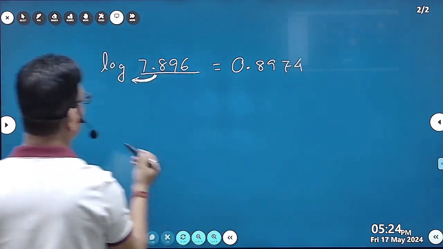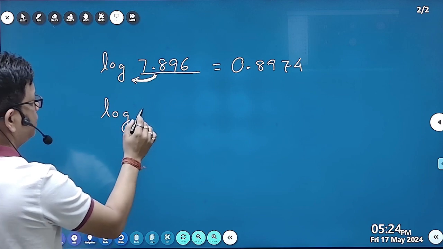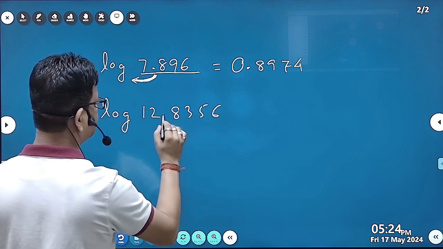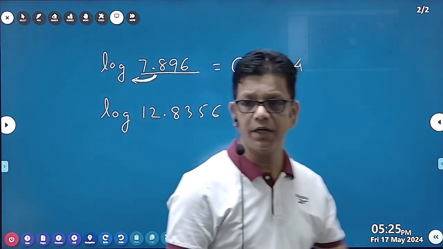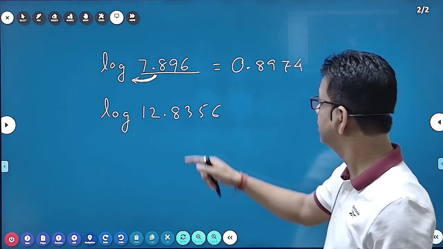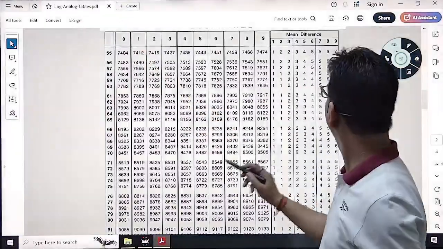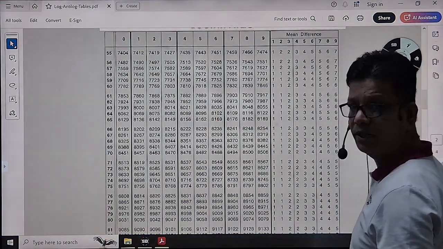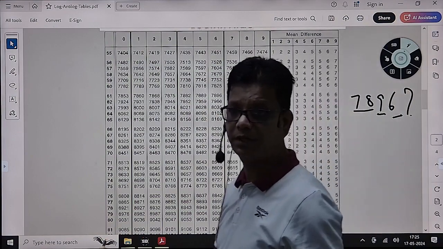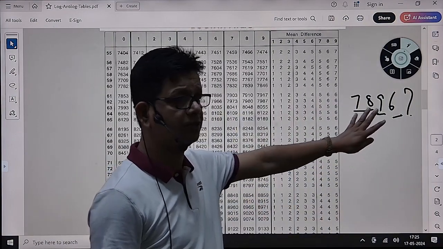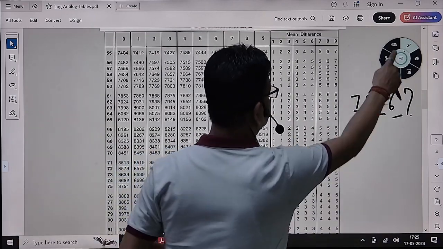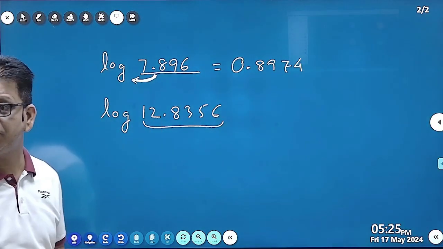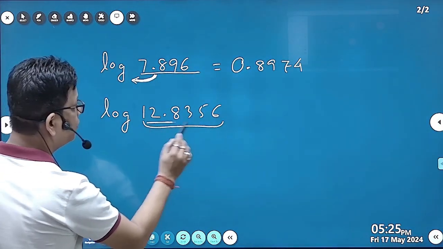Okay. Now one thing before I conclude. Suppose you got log 12.8356. Now the limitation of the logarithm table is, you must have seen, we can go 7896: 78, then 9 column, then 6. After that there is no place to check. So that means we can check a maximum of how many digits? Here I have 6 digits. You need to make it 4. How to make it 4? Round it off.